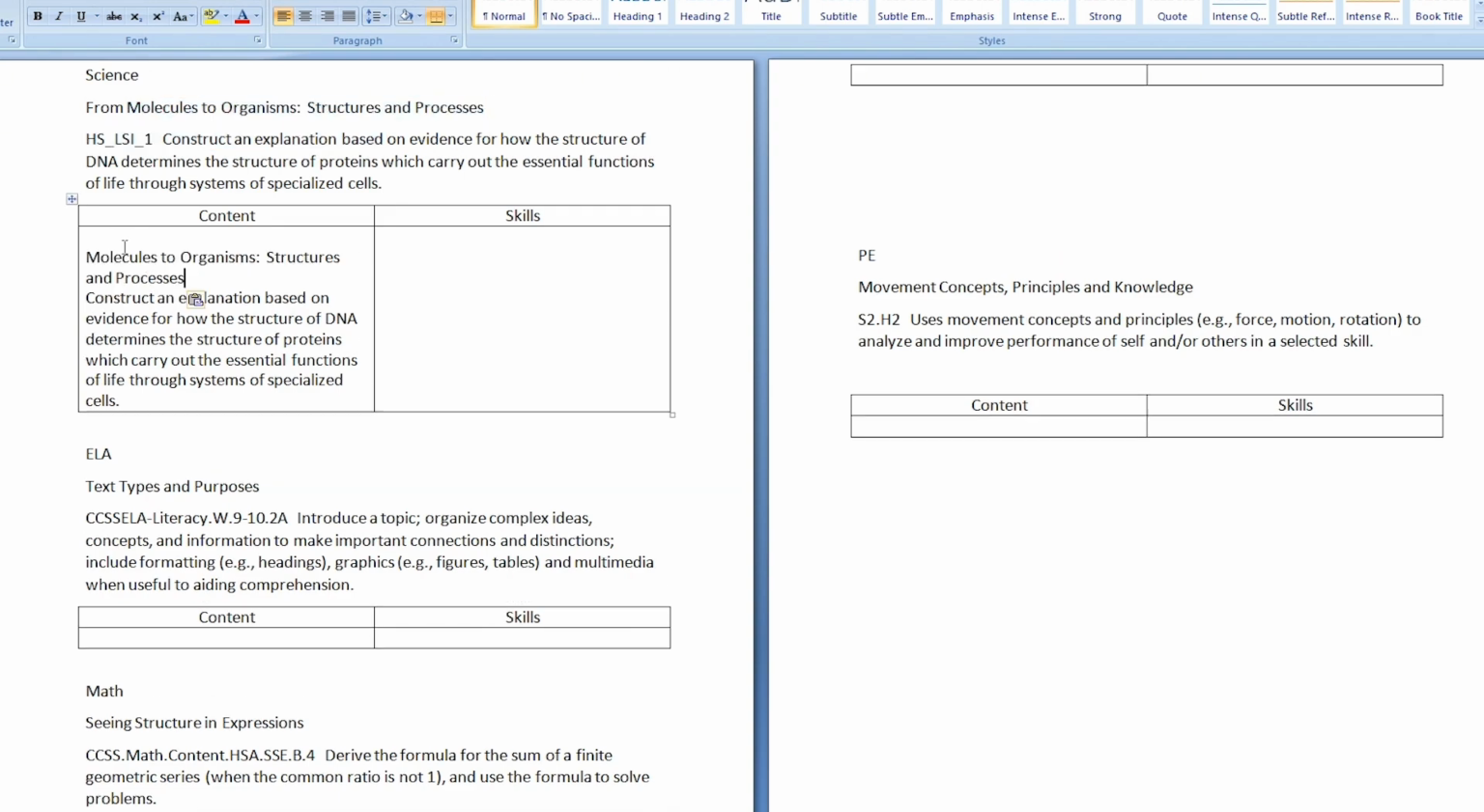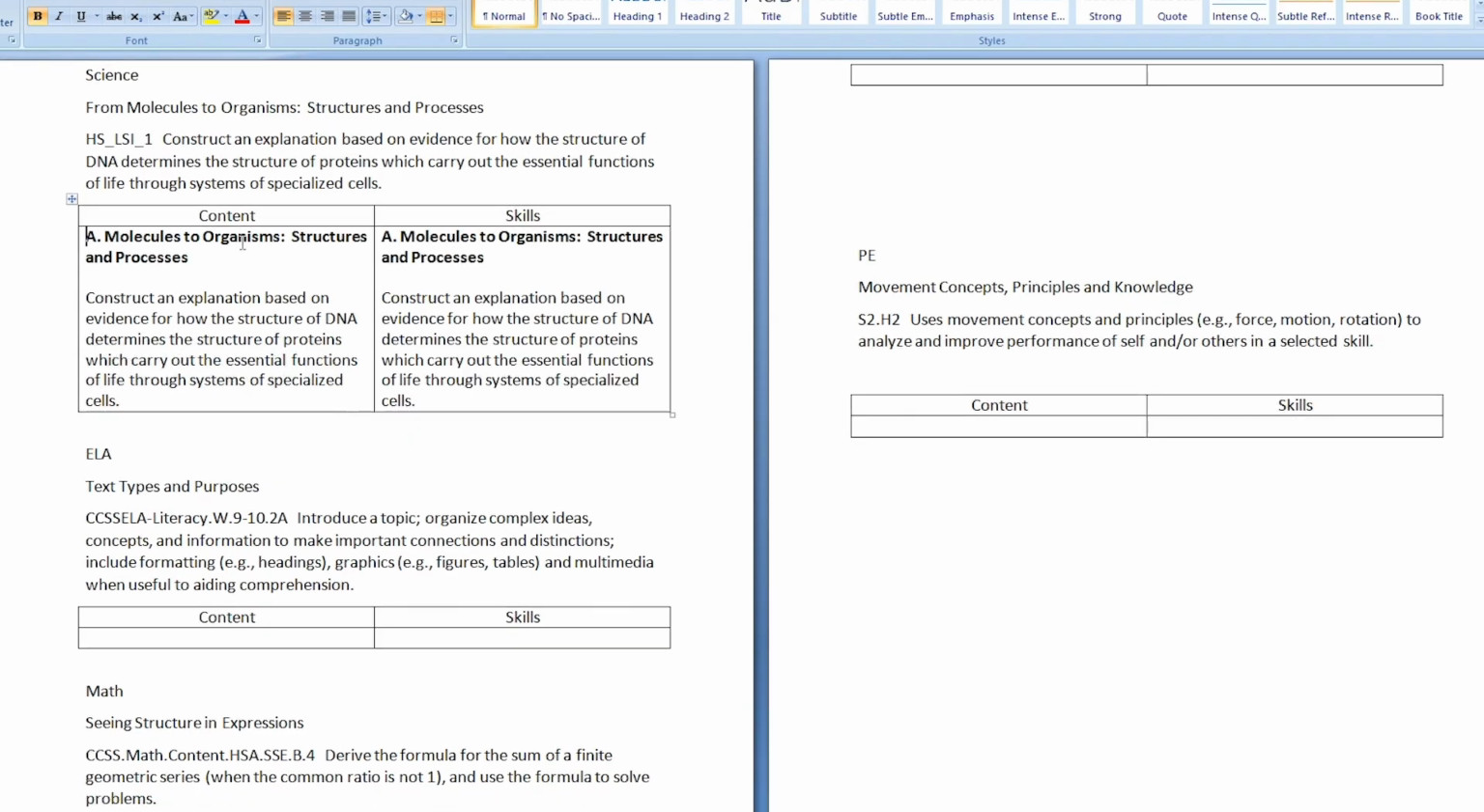A1, construct an explanation based on evidence for how the structure of DNA determines the structure of protein. Okay, so construct an explanation. They also have to look at this idea of DNA determining the structure of proteins. I think they're going to have to do something with that. I might have an A2 there. Okay, but then, which carry out the essential functions of life through the systems of specialized cells. Oh, they might have to list some items there too.